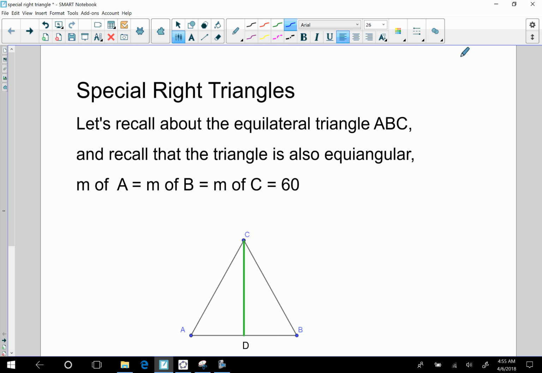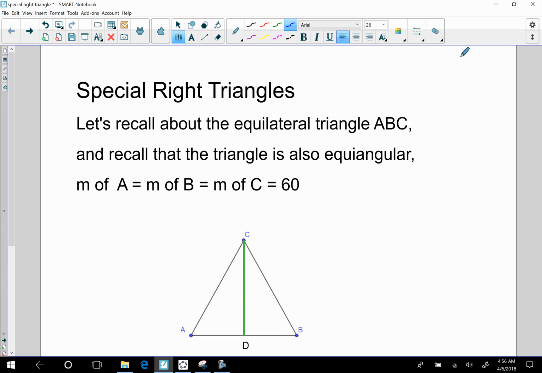Let's talk about two very, very special right triangles. Special right triangle case number one. Before we get there, let's recall the equilateral triangle ABC.